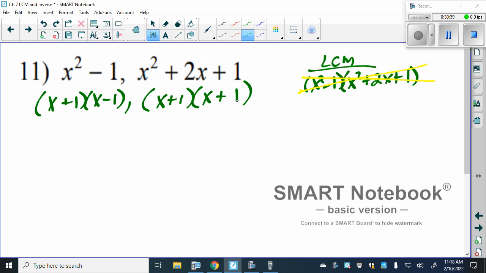Since 1 is positive, the signs are the same, and they match the sign of the middle term, which is positive. Well, the only factors of x squared are x and x. The only factors of 1 are 1 and 1, and it does work out to be this here.